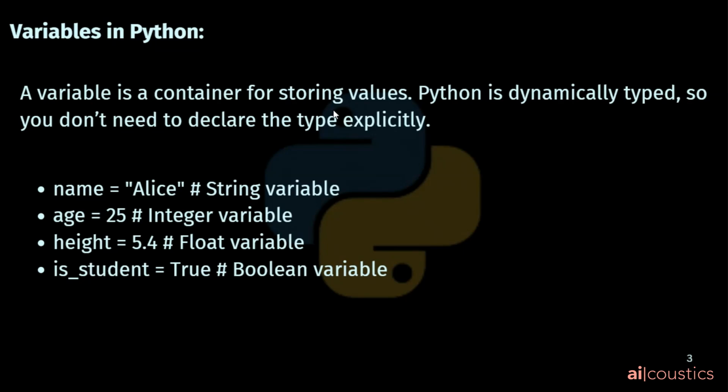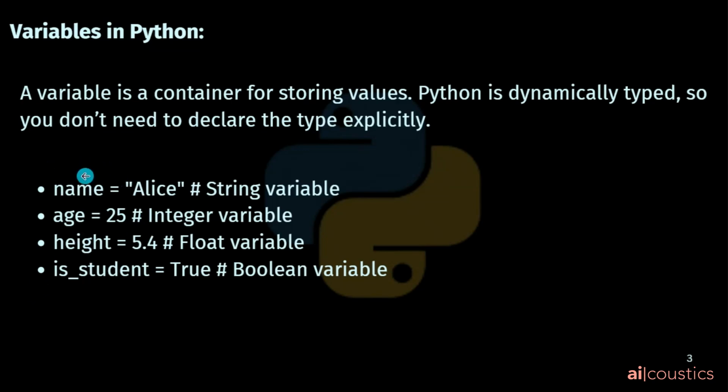That is your variable. Python is dynamically typed, so you don't declare the type explicitly. It means in Python we do not need to specify the data type of a variable when declaring it. As you have seen here, Python automatically determines the type based on the assigned value, known as dynamic typing.